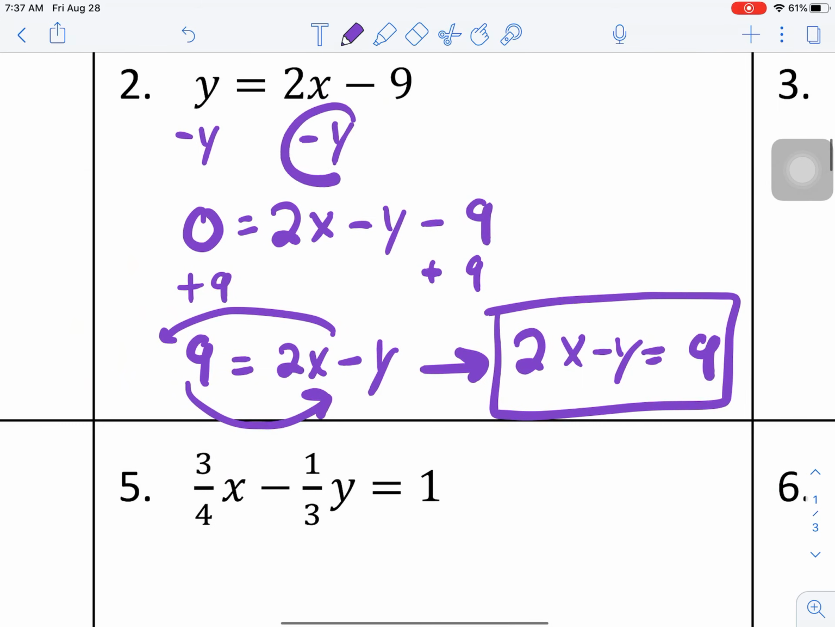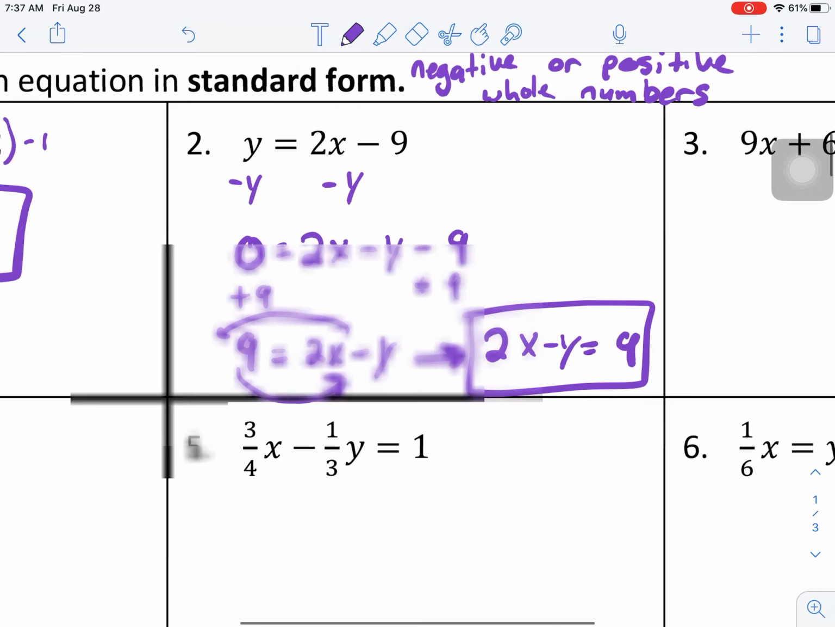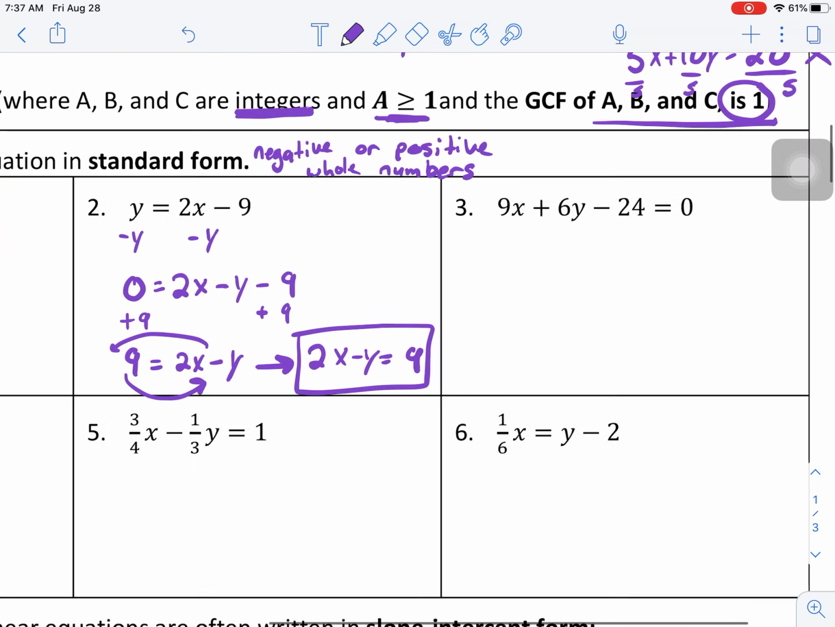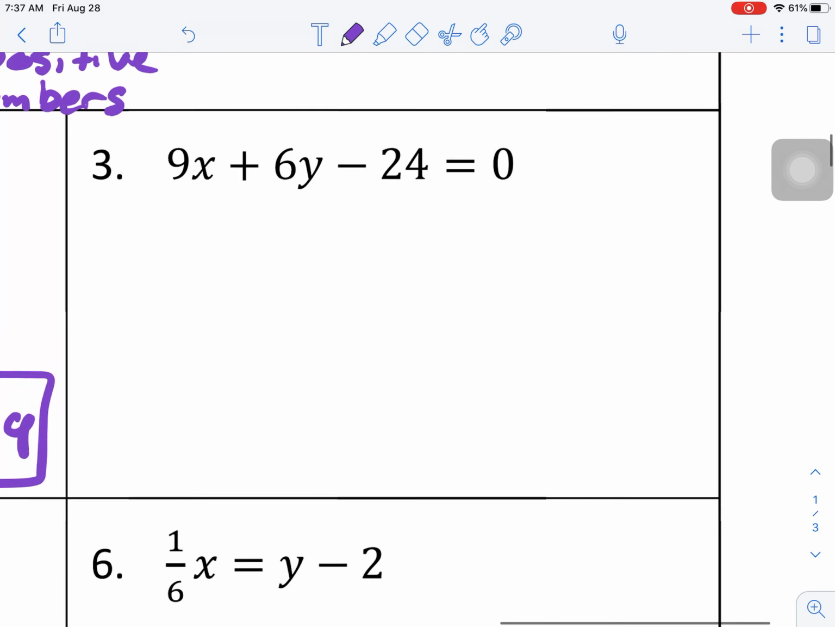And by all means, guys, you could have subtracted y and added 9 all in the same step. I'm just going to go step by step to make sure you guys are seeing everything in every problem.